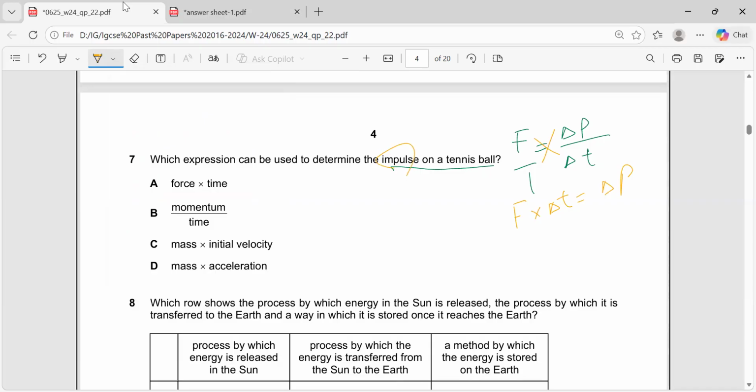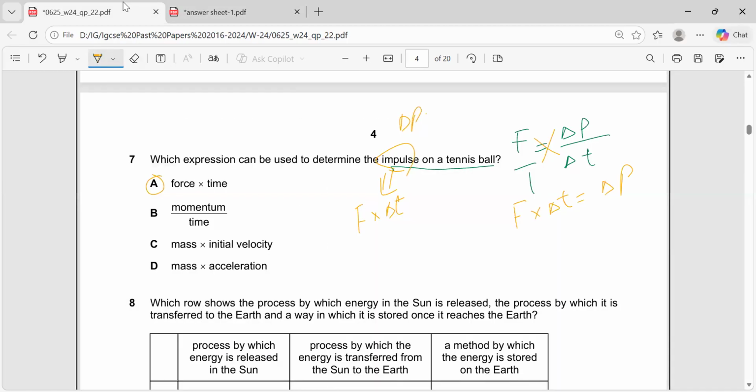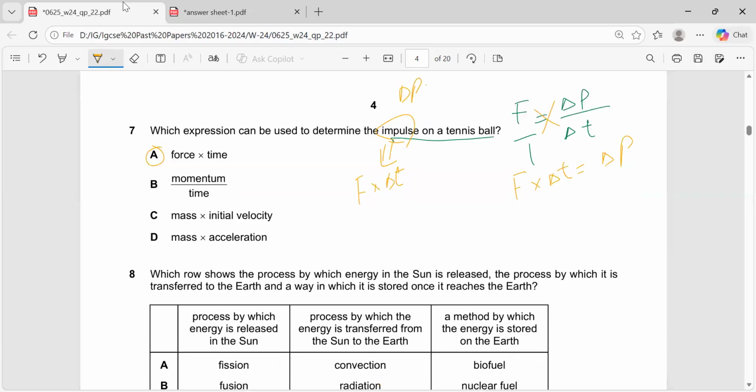Impulse can be change in momentum. Impulse can also be force times time. So now check which option is available to us. Force times time, so option A. Question number 7, answer is A for apple. So, a straightforward definition. Anybody having a question, please raise your hand. You can ask me, speak up, or write in the chat box.